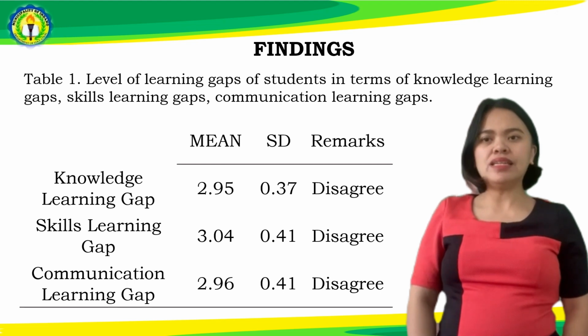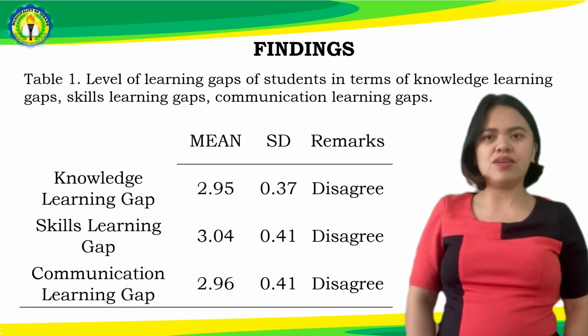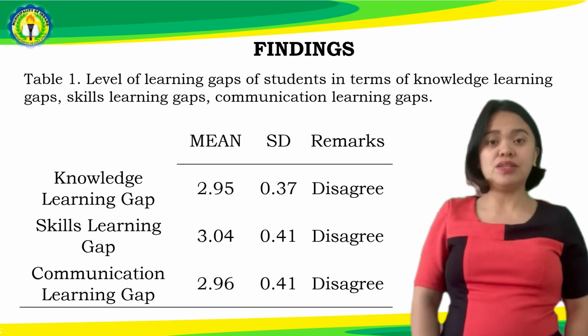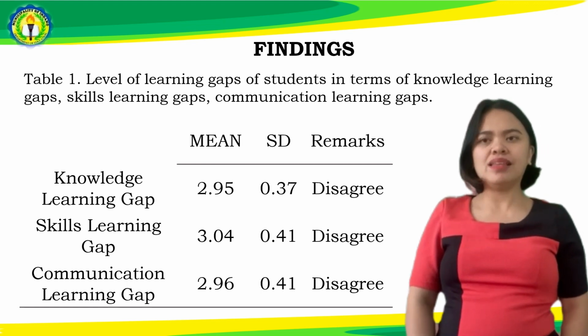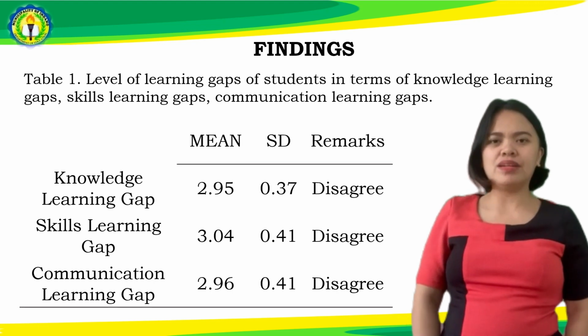Furthermore, skills learning gap has the highest mean of 3.04 or disagree on the needed learning skills of the senior high school students. This indicates that learners most need attention in developing their skills.